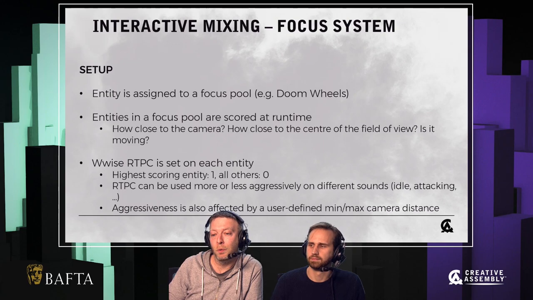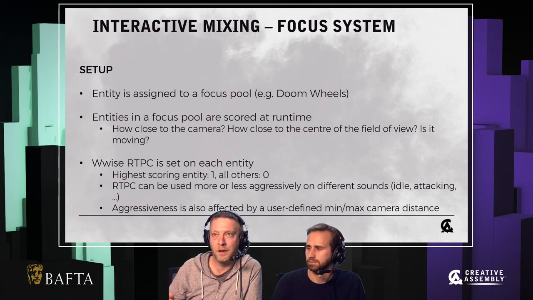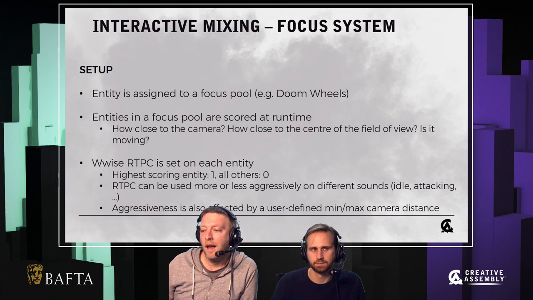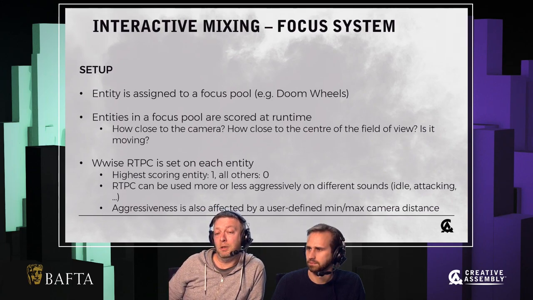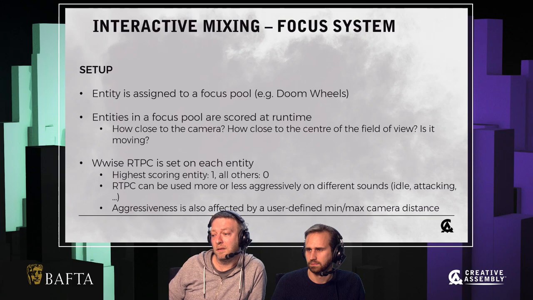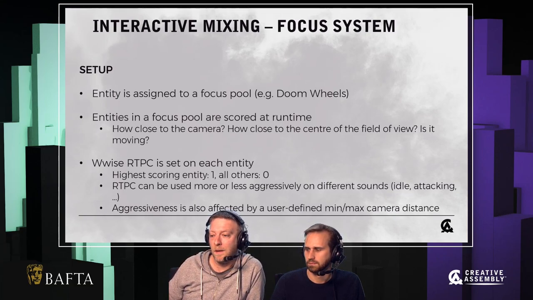Once we've got our score, the highest scoring entity gets essentially no mix change, and all the other ones get varying degrees of ducking in the mix, depending on what its relative score is, and particularly what its relative distance is as well. In some situations we can aggressively duck, particularly engines and things, so they're not competing as much, and filter off the low end and things like that to really clean up the mix.